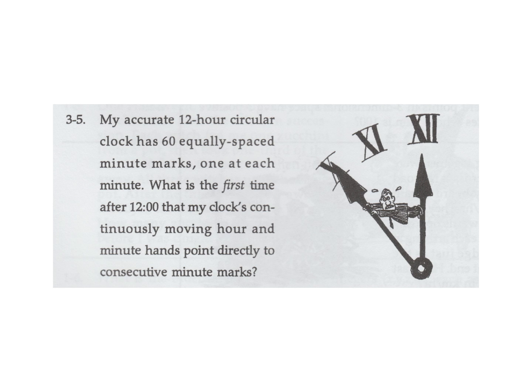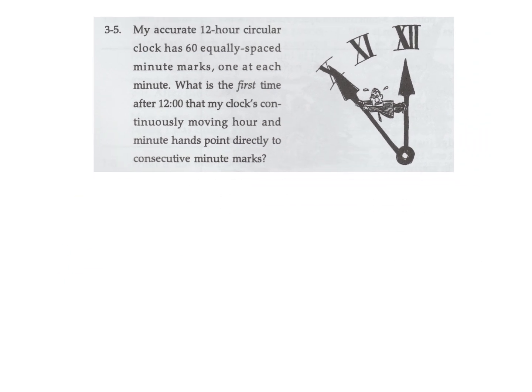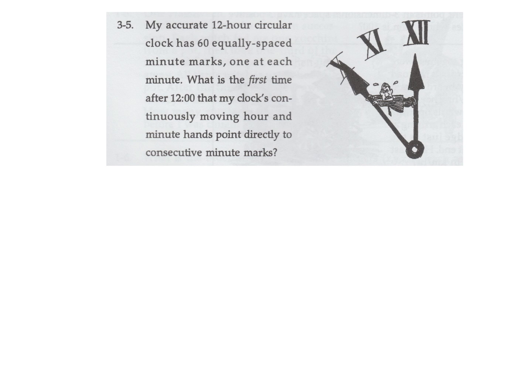My accurate 12-hour circular clock has 60 equally spaced minute marks, 1 at each minute. What is the first time after 12 o'clock that my clock's continuously moving hour and minute hands point directly to consecutive minute marks? All right, so a lot of explanation involved here, but some of you may not need that much, but let's see what we can do here.